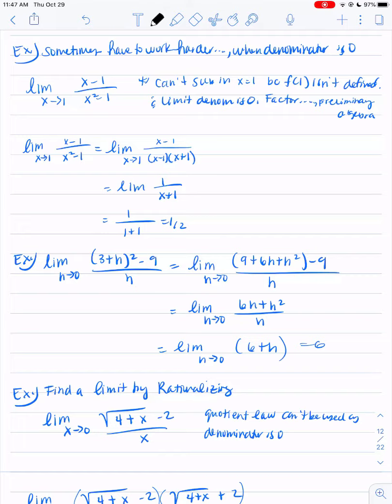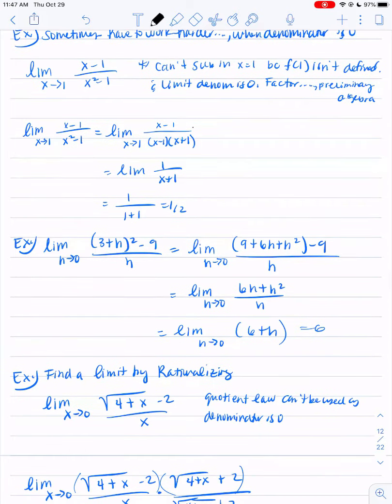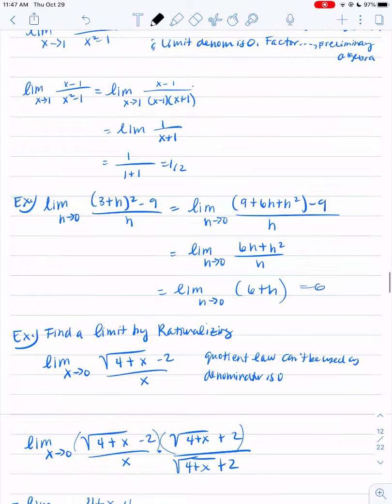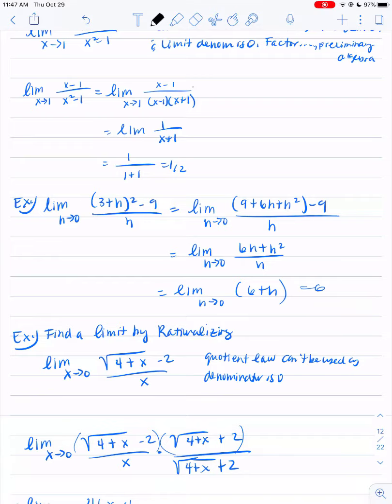So I'm going to leave my x minus 1 on top, but on the bottom I do my difference of squares. So I take the x squared minus 1 and I turn it into x minus 1 times x plus 1. And then I could cancel my x minus 1s. So I get the limit of 1 over x plus 1, which is 1 over 1 plus 1, which is 1/2.